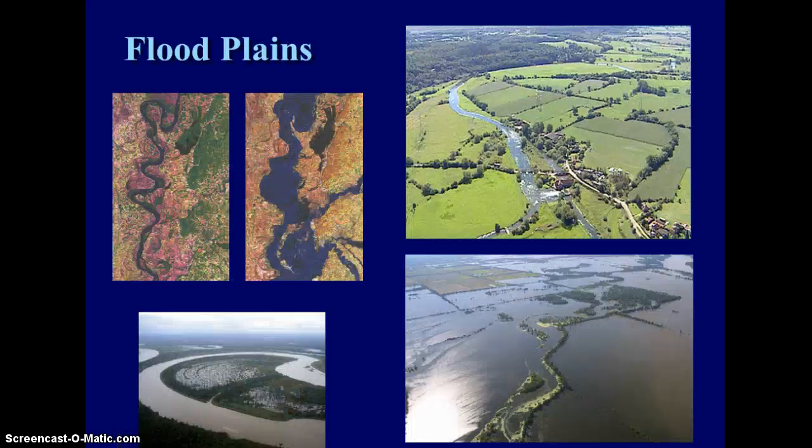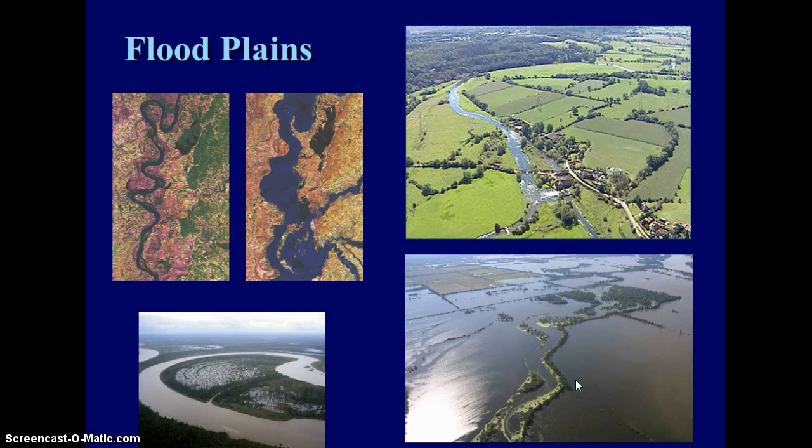All right, so looking at these 2 pictures right here, these are satellite images of the Mississippi River. This is during normal flow, and this would be during one of the floods. Here's another before and after of the Mississippi, regular flow and during flooding.